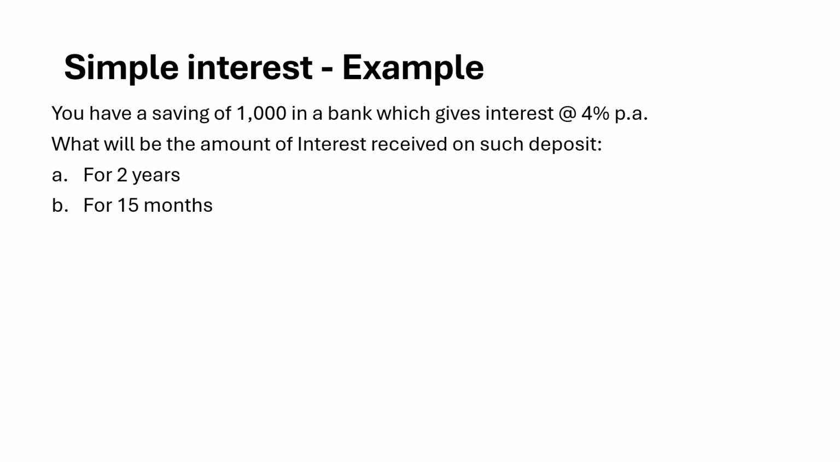Whenever you solve any calculation problems, the first thing a student should do is read the question. The first time you read the question for understanding what is asked. Then the second time we will read for solving. So here in our example, you have savings of 1000 in a bank which gives interest at the rate of 4% per annum. What will be the amount of interest received on such a deposit? So in this question, we have to calculate the simple interest.